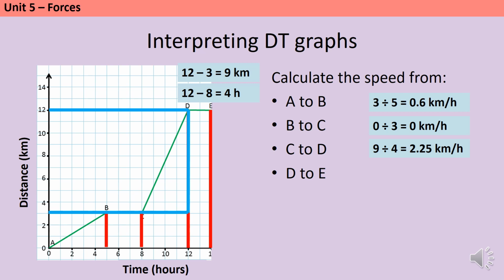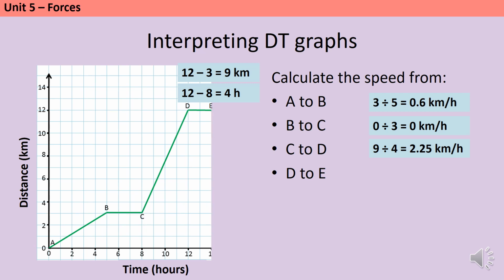Looking at these numbers, you can see that the speed between point C and point D is faster than the speed between point A and point B, because it's a bigger number. 2.25 kilometres per hour is faster than 0.6 kilometres per hour. But what do you notice about the graph? The line between C and D is steeper.